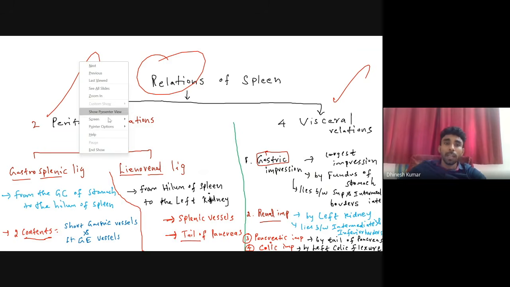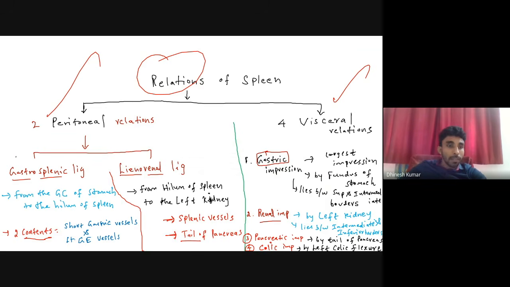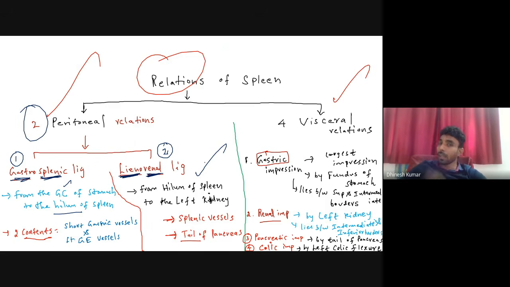What are the two peritoneal relations of the spleen? One ligament is extending from the stomach to the hilum of the spleen, called the gastrosplenic ligament, from the greater curvature of the stomach to the hilum of the spleen. Another peritoneal fold extending from the spleen to the left kidney is called the lieno-renal ligament. So I hope you are clear about the two peritoneal relations.